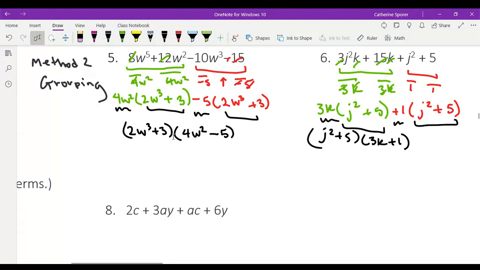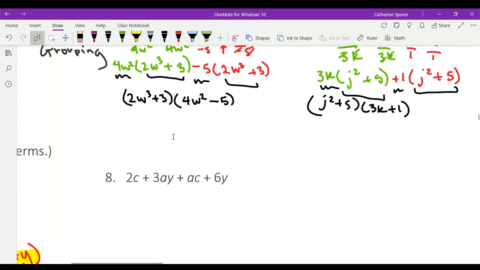Okay. Look at number 8, 2c plus 3ay. If we try to group and find a GCF between those 2 terms, there's no GCF that could be taken out. And between the last 2 terms, it's the same situation. So neither pair shares anything, but if we look among the terms, we do have some a's that are shared, some y's. So really what we need to do, if we can't take out a GCF right from the start, is reorder the terms, just write them in a different order.